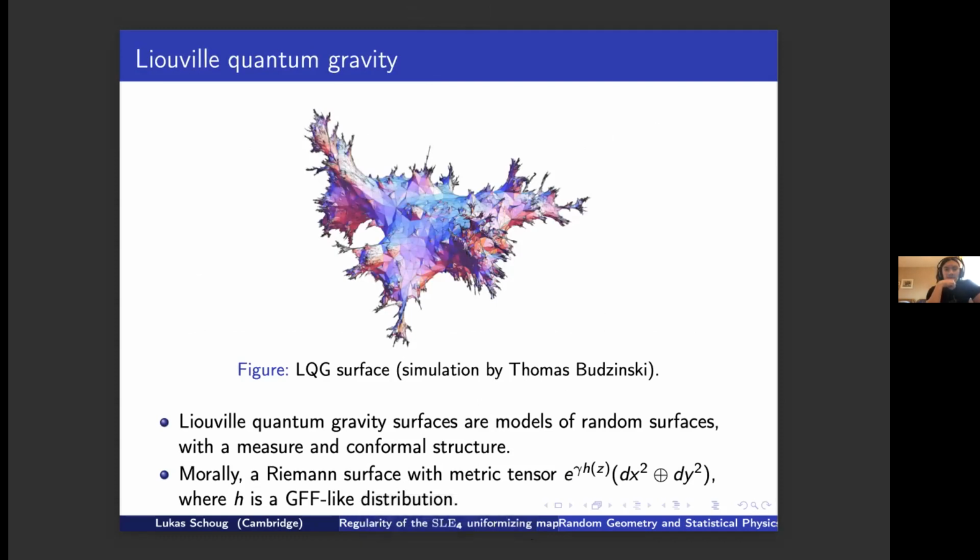So the quantum gravity surfaces are basically models of random surfaces which come with a measure and a conformal structure. Morally, you can view it as a Riemann surface with metric tensor e to the power of gamma h of z times dx squared plus dy squared, where h is some random distribution which locally looks like the Gaussian free field. However, this of course doesn't make sense, because h is not a number, it is a distribution, and so of course one cannot just do that.